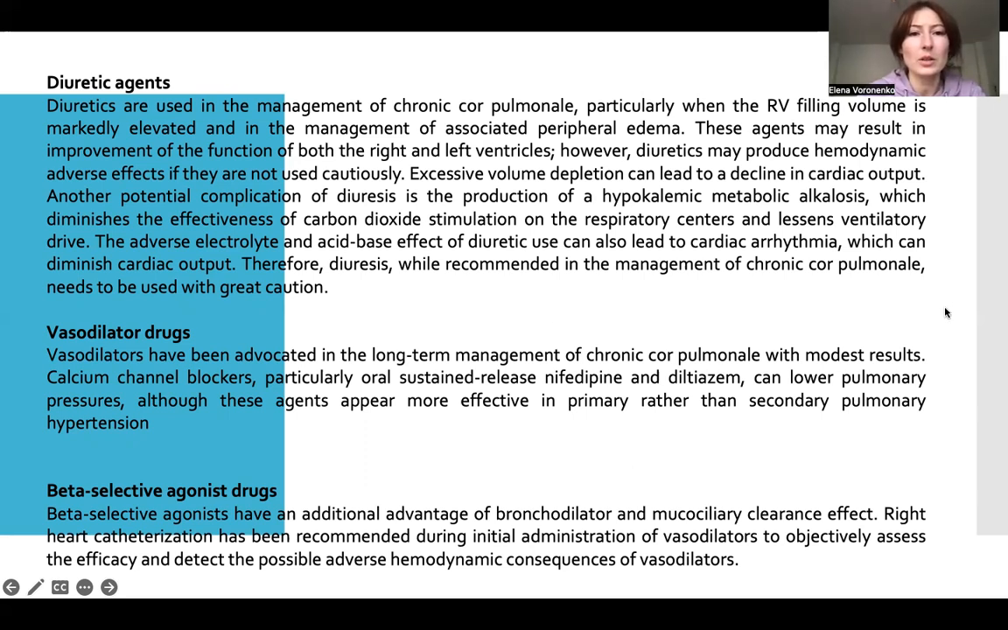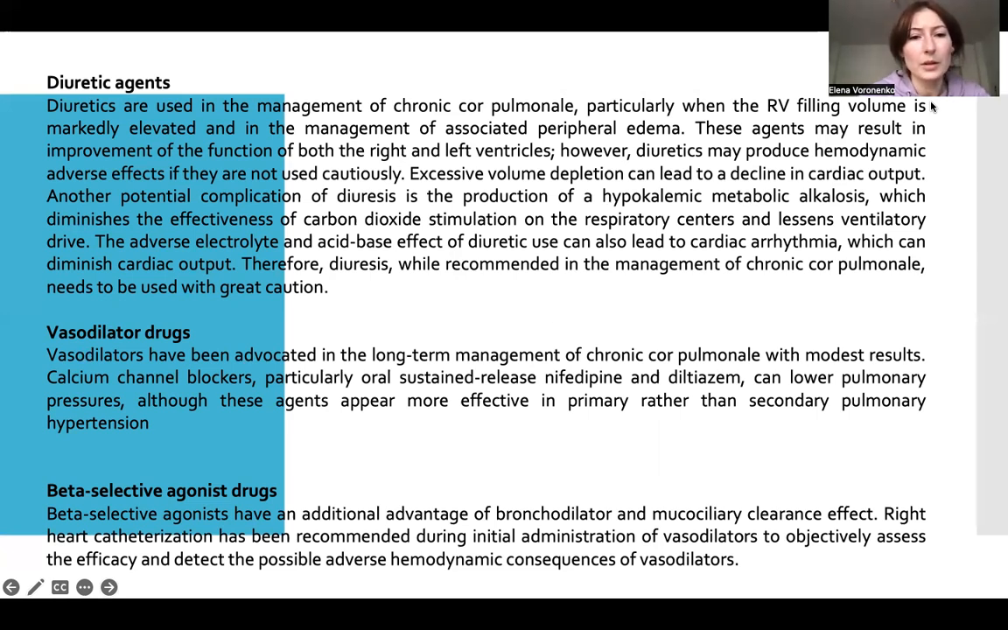Another potential complication of diuresis is the production of a hypokalemic metabolic alkalosis, which diminishes the effectiveness of carbon dioxide stimulation of the respiratory centers and lessens ventilatory drive. The adverse electrolyte and acid-base effects of diuretic use can also lead to cardiac arrhythmia, which can diminish cardiac output. Therefore, diuresis, while recommended in the management of chronic cor pulmonale, needs to be used with great caution.